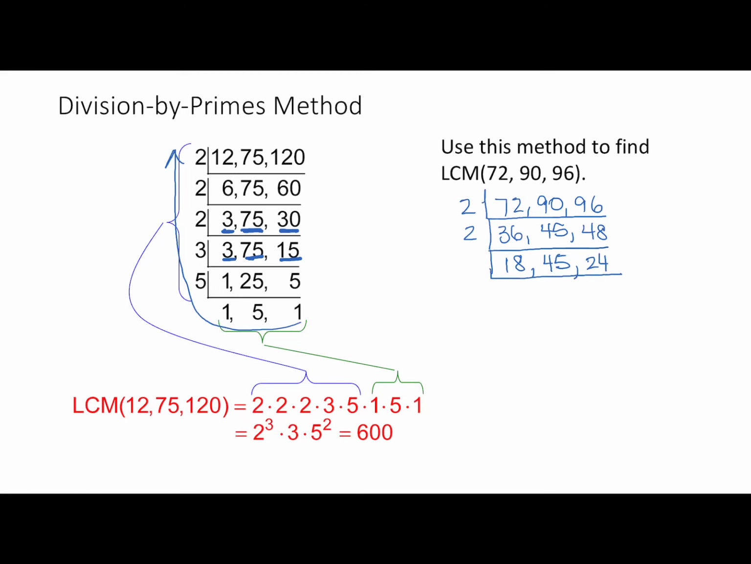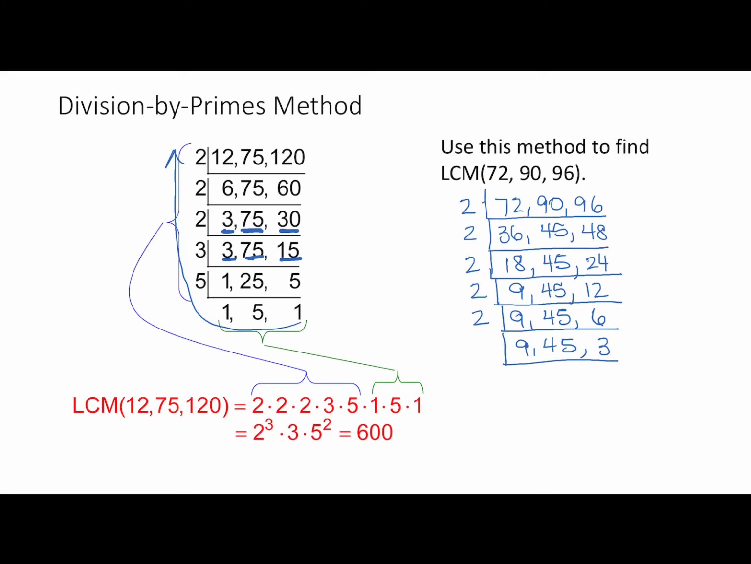2 divides 18 and 24 again, so I have another 2. I'm going to have 9. The 45 just comes down, and the 24 divided by 2 is 12. I can still keep dividing by 2. 12 is divisible by 2, so I'm going to pull the 9 and the 45 down. The 12 divided by 2 is 6. And 6 is also divisible by 2, so I'm going to have another 2 here. 9 and 45 get pulled down, and 6 divided by 2 is 3.